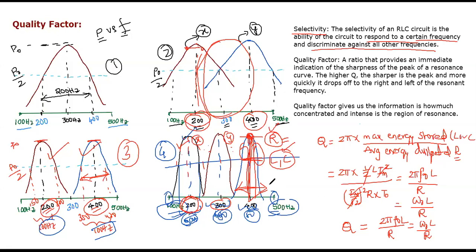So for good selectivity, the resonant curve should be as narrow as possible. Comparatively, in the previous case, these resonant curves are more narrow. As narrow as possible, so that you will not find any interference between these two signals, or any interference between neighbor signals. That is the advantage of higher selectivity signals.